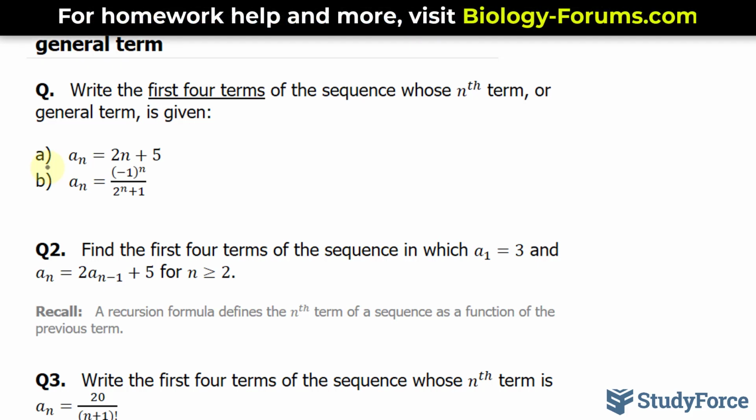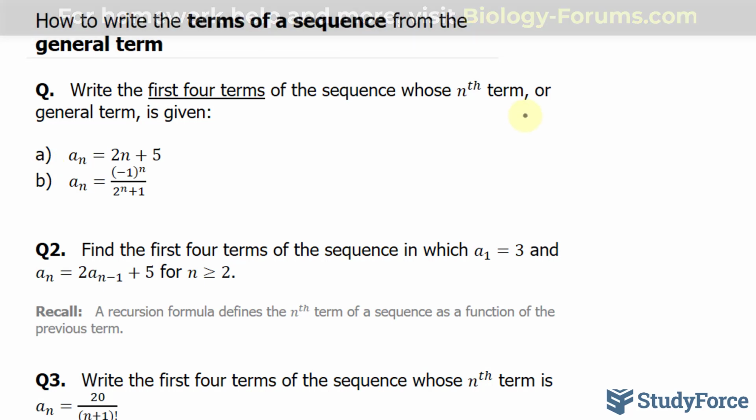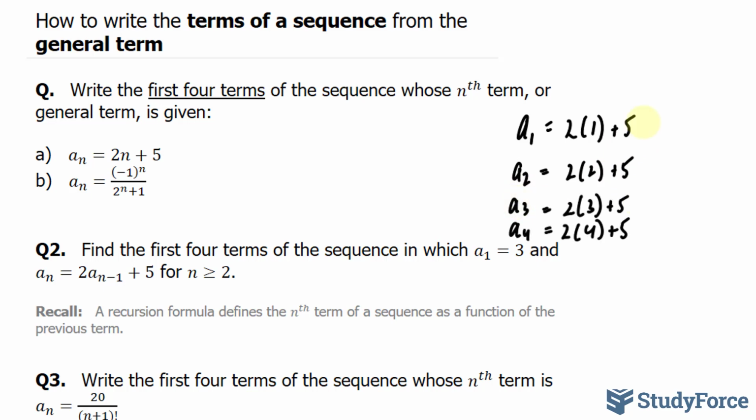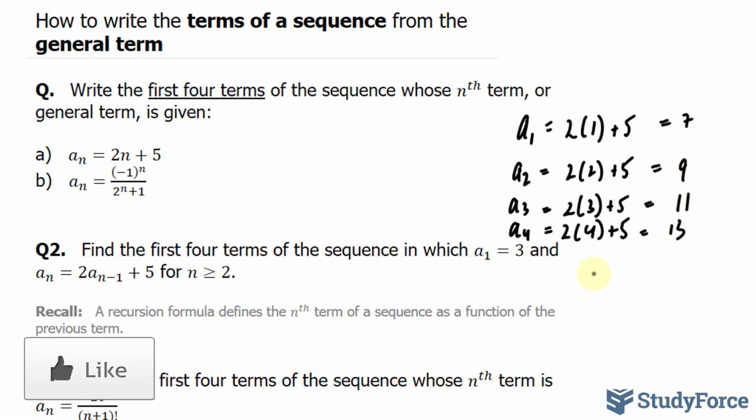We have a sub n is equal to 2n plus 5. We want the first four terms, so we'll write down a sub 1 is equal to 2 times 1 plus 5, a sub 2, 2 times 2 plus 5, and the rest should look like this. Now we'll evaluate each of these. The first one is 7, the next one is 9, 11, and 13. So the first four terms of this general term equation or infinite sequence is 7, 9, 11, and 13.